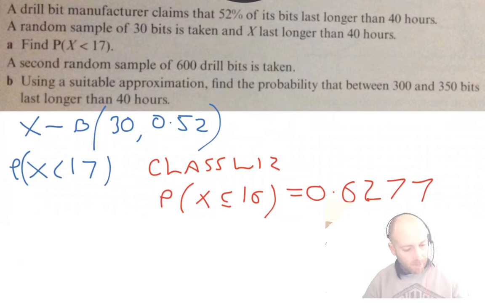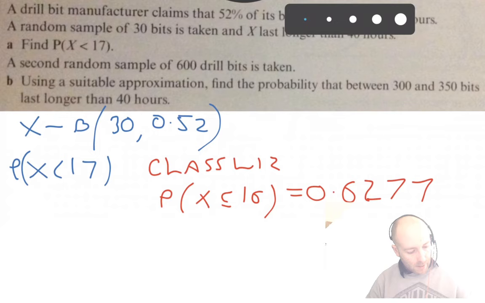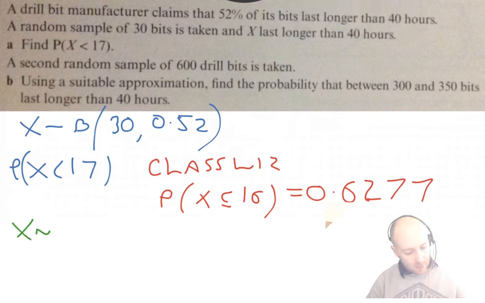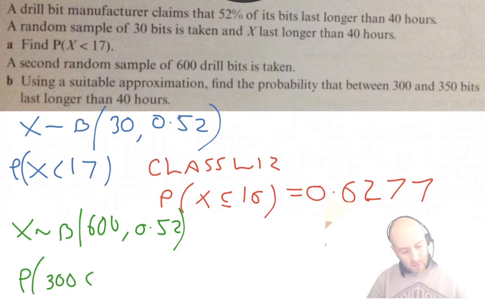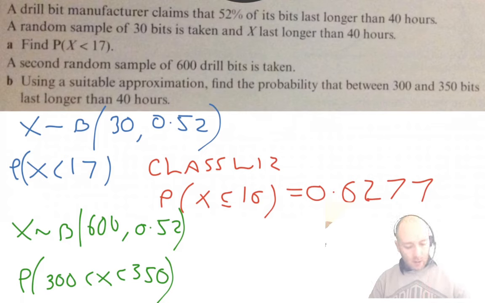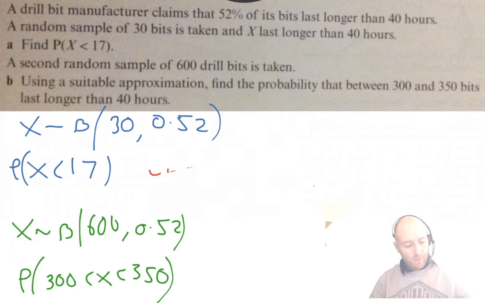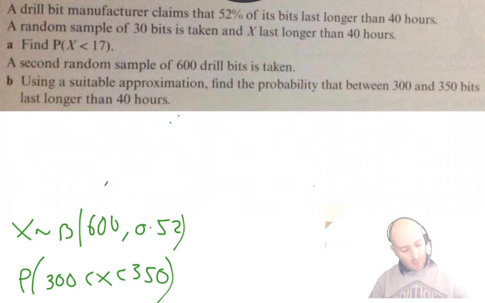Second bit then. A little bit more involved. So we've now got X as a binomial with 600 and 0.52. And we want to find the probability X is between 300 and 350. So we need to turn this into a normal distribution. So I'm going to get rid of my workings from before. Okay, so mu is going to be 600 times 0.52.